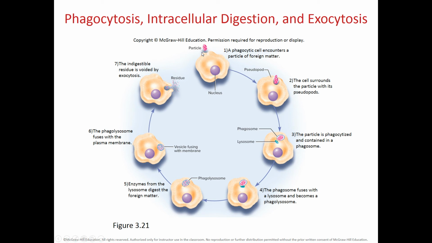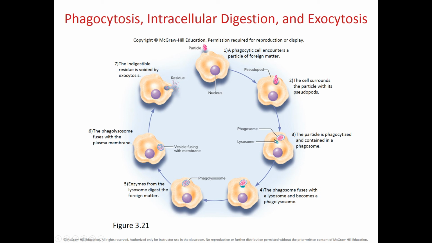So you start with this cell, and you see the nucleus of the cell. This is a phagocytic cell that encounters a foreign particle. That foreign particle is going to be introduced into the cell by the production of these pseudopods that are going to embrace this foreign particle, and they are going to form a little pouch of the plasma membrane that is going to enclose this particle into what we call a phagosome, or a vesicle, which is found here in step 3.